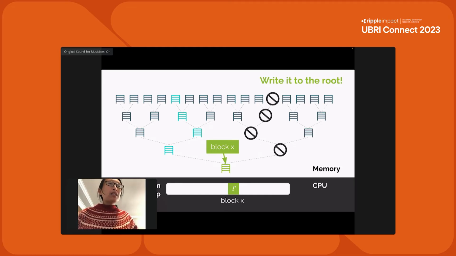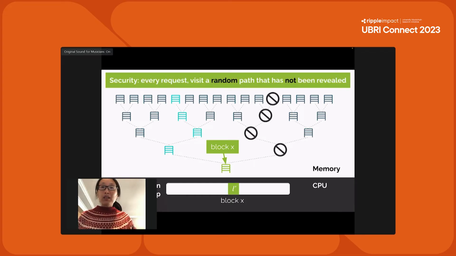But setting this problem aside for the time being, I want to point out, if you have a scheme that has this kind of structure, the security proof is actually trivial, because the key observation is every time I read something, I write it to a new path, but without disclosing which path it is. So every time I want to read a block, I just visit a random path, and the choice of this path has not been disclosed before. So you can see this doesn't leak any information, because the only thing the adversary sees is that every time you're accessing a random path.